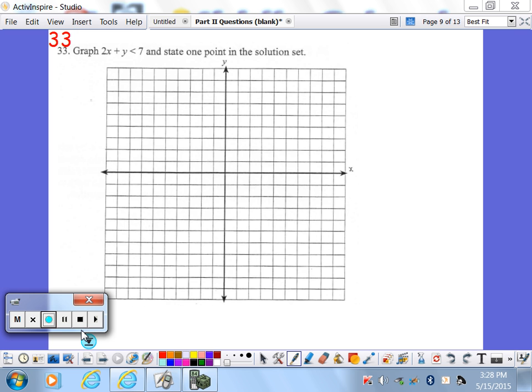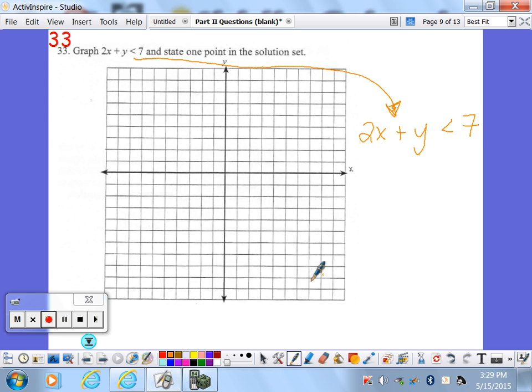Number 32. Graph 2x plus y is less than 7 and state one point in the solution set. So I need to graph this inequality, and in order to graph any function, we always need to have y by itself. So you need to get y by itself, which I'll help you out here. On the same side as y, I do not like this 2x, so I need him to be on the other side. So let's get him there.